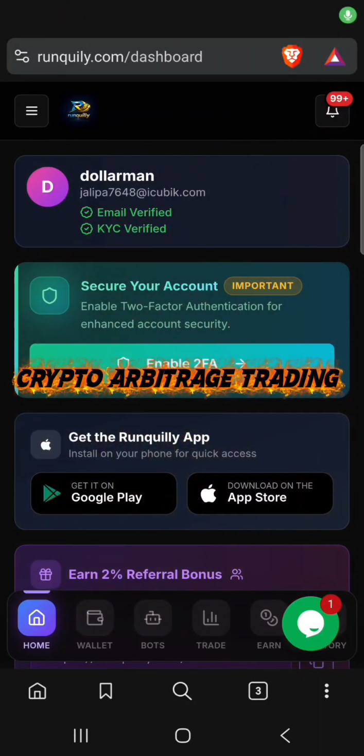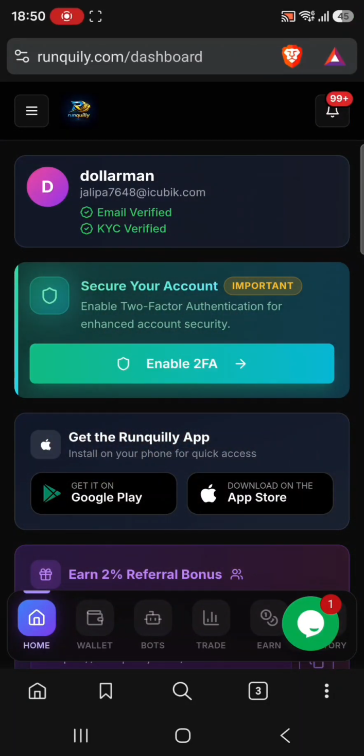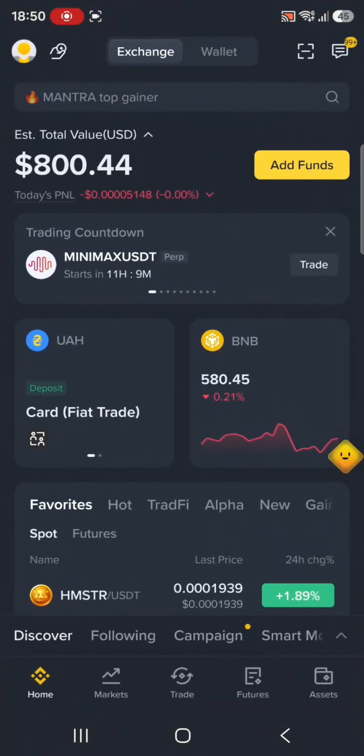What is crypto arbitrage trading, my people? Crypto arbitrage trading is buying assets at a lower price on a centralized platform and selling the same assets at a higher price on a decentralized platform.